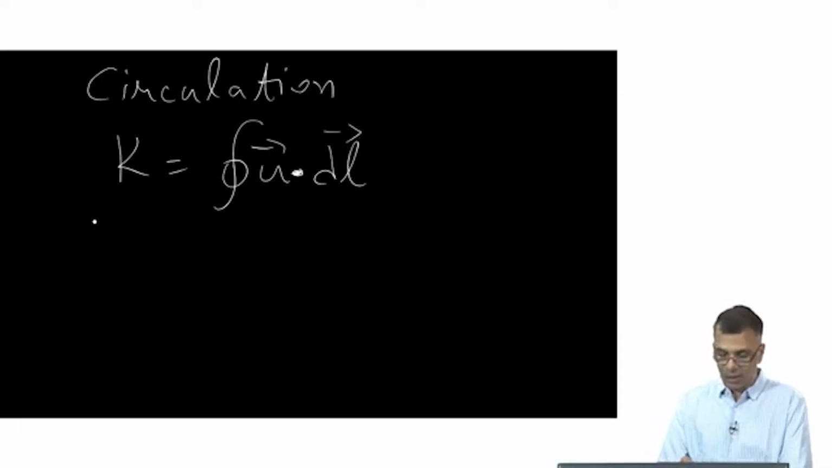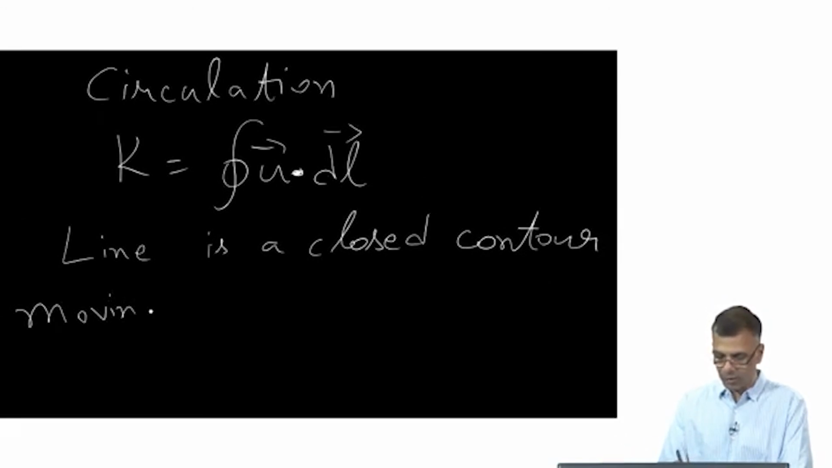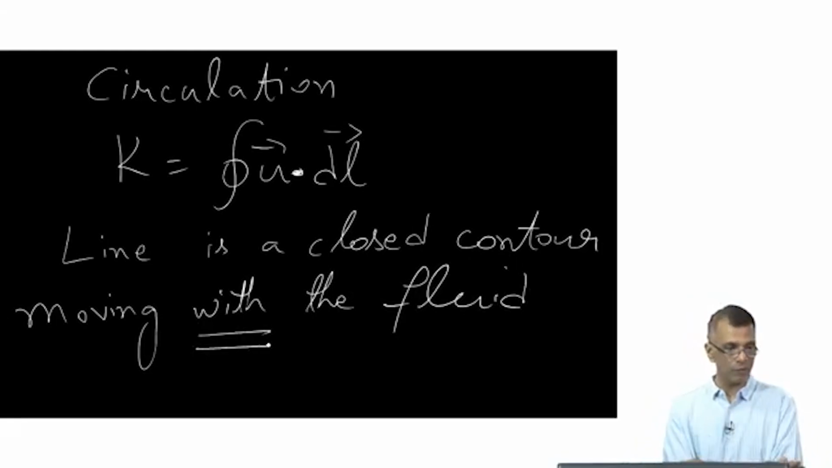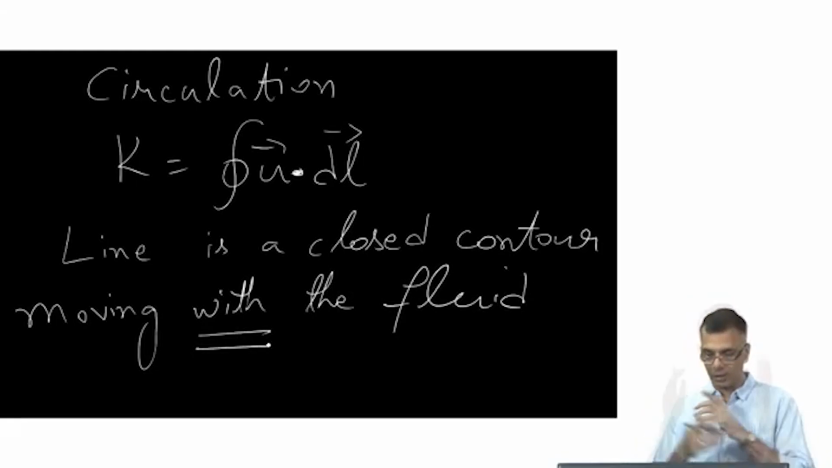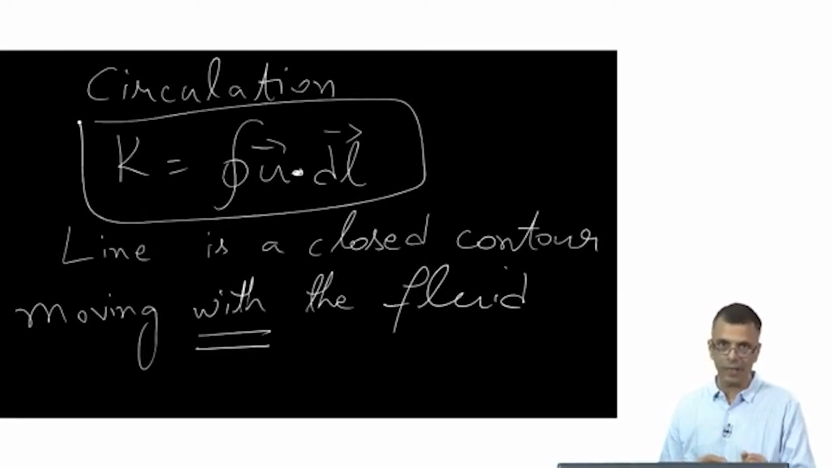Now, the line L is a closed contour moving with the fluid. This is important to keep in mind. As if the contour is frozen into the fluid. Okay? And so, it is in this particular situation that this definition of circulation is valid.